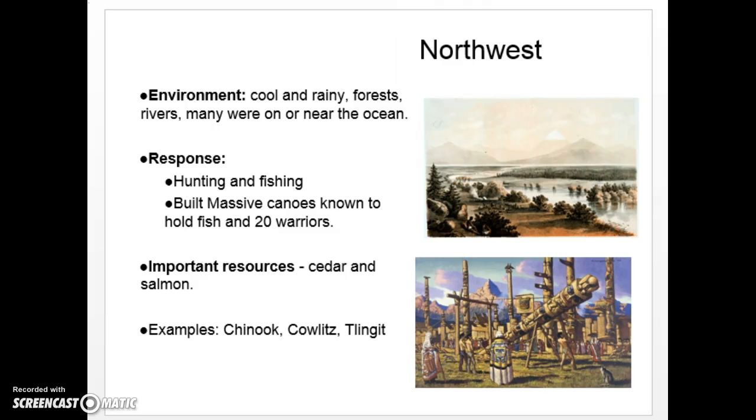Most of them have no written sources of language, so we don't have a whole lot of history on them, except what we can decipher from the totem poles that are left behind. But they use their resources of salmon and cedar to become very wealthy societies. They traded well throughout their areas. And examples of that are the Chinook and the Cowlitz.